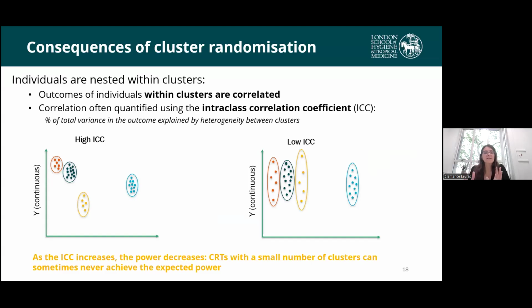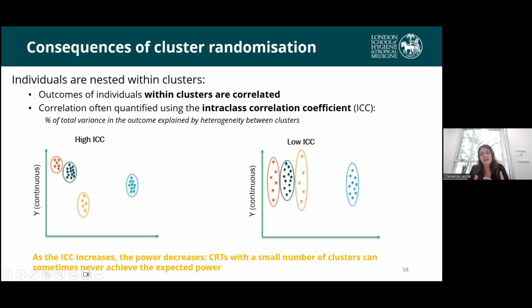that. And this correlation is often quantified using the intra-class correlation coefficient, so the ICC, that will basically quantify the proportion of the total variance in the outcome which is explained by differences between clusters. So on the left-hand side here, you have a situation with a high ICC, where within clusters, all the observations are quite correlated, and the cluster means are quite different from the overall mean. But here we have low correlation, and actually there are no differences in means across clusters.